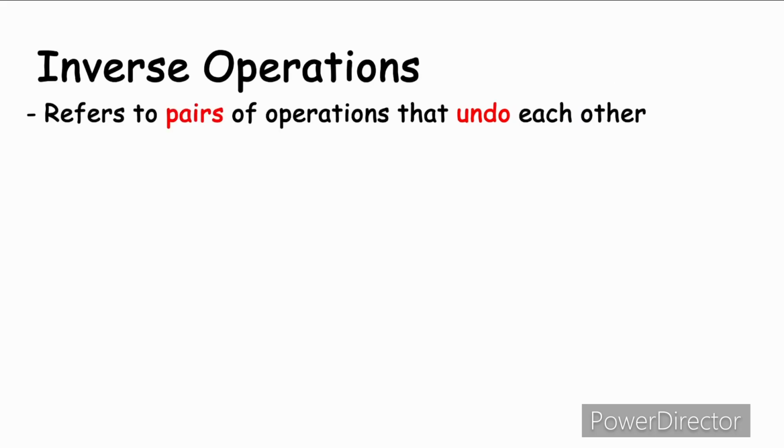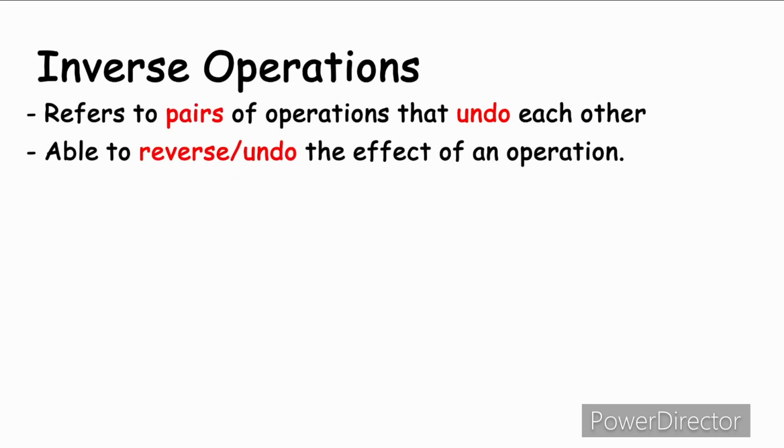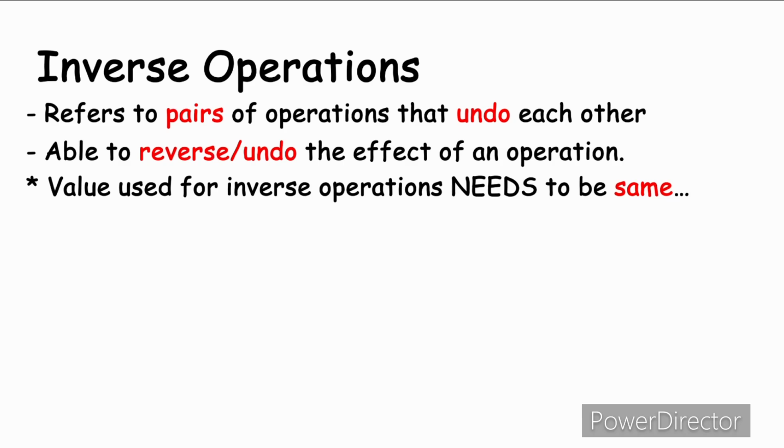For these types of operations, we refer to them as inverse operations, which has a very self-explanatory definition: operations that are opposite to each other. But do note though, that the value used for the operations needs to be the same. The reason for this is that operations only refer to the symbols, but the value of the operation is determined by the number. It's just like balancing the values so that they can neutralize each other.